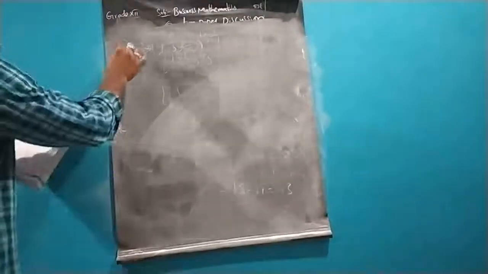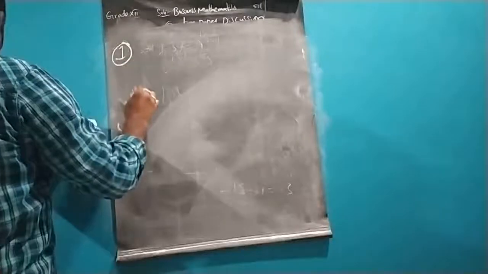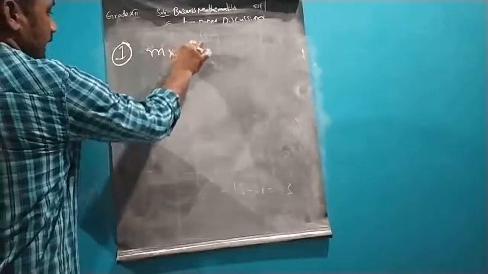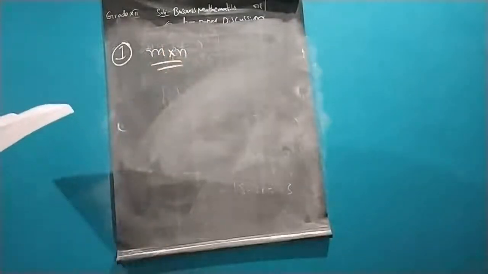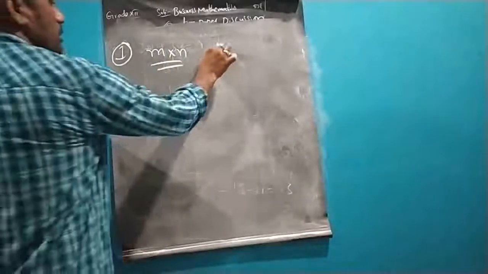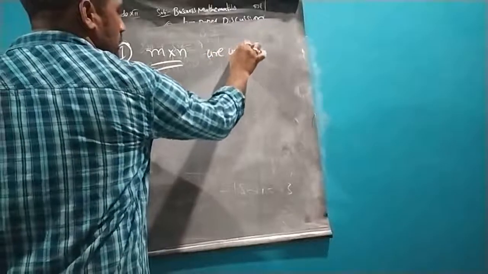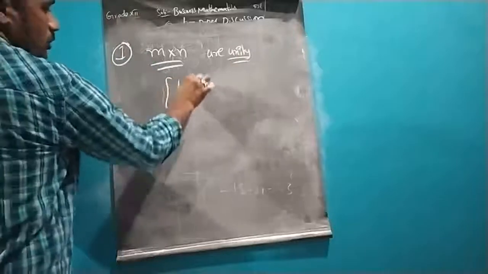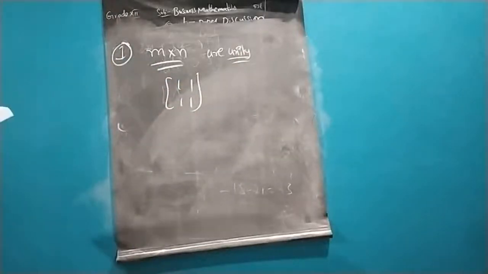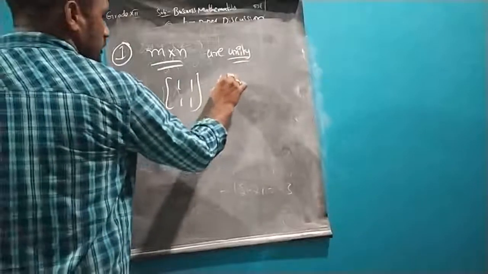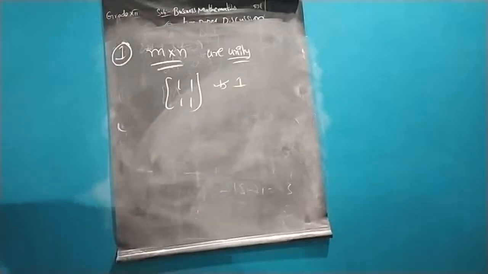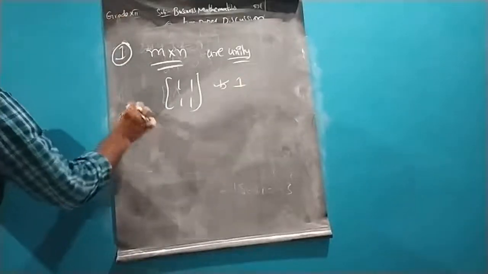Let us see the first MCQ. What will be the rank of the m by n order matrix whose elements are unity? Unity means all elements are 1, like this: 1, 1, 1, 1. All elements are 1. So what will be the rank of this matrix? It will always be 1. That is option B is correct. Always 1. A unity matrix of any order it may be, but the rank of the matrix will be 1.